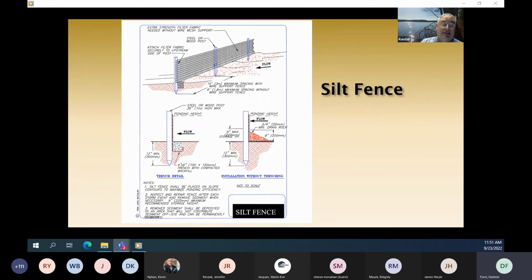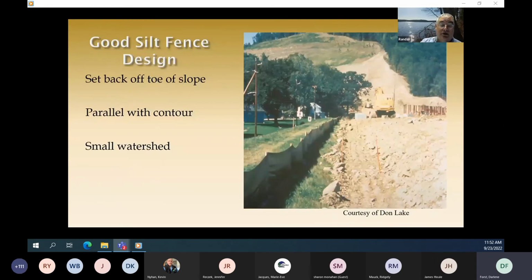The maximum length between silt fence is 100 feet. So as you're coming down a slope, early on I mentioned that concentrated flow starts to occur within about 100 feet, so you want to prevent that concentrated flow. You want to make sure every 100 feet you have the proper silt fencing. When you're designing for silt fence, you want to look at the small sub watersheds and where water is going to flow, not just at the beginning of your construction project, but as your construction project changes. You may need to have additional silt fence put in on the interior part. You want to make sure it's parallel with the contours and it's set back from the toe of the slope.